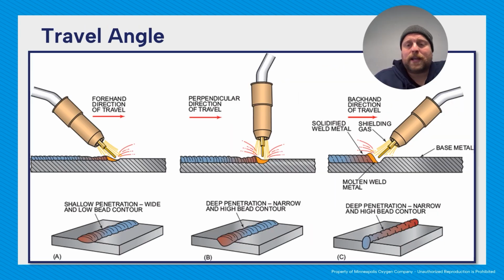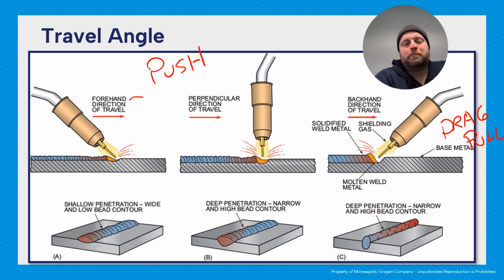And then for travel angle, this is, again, in the direction of travel. For short circuit, we can do either a forehand, which is also known as a push, or you can do a backhand, which is also known as drag, or pull. These give different results. With a push, you're going to have a shallower bead and a wider contour. With a drag, you're going to have deeper penetration and a higher bead.